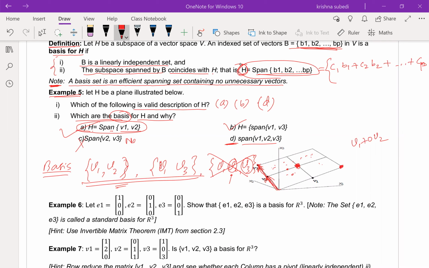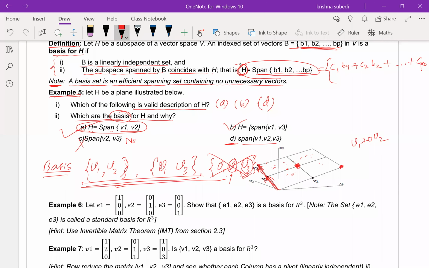Do you have any questions so far? If you understand this question, example 5, you have a good idea about what a basis means. It includes only the essential, necessary vectors. Even though v1, v2, v3 is a valid description and you can create that, there is one unnecessary vector, so you need to remove it. Either remove v2 or v3 in order for this to be a basis.